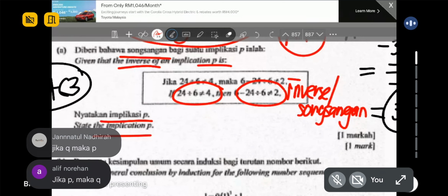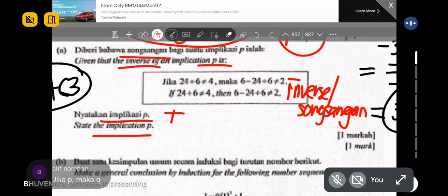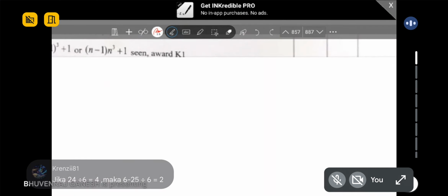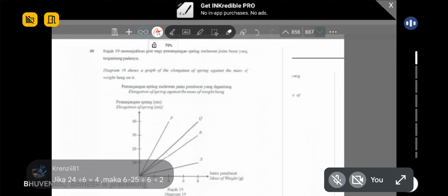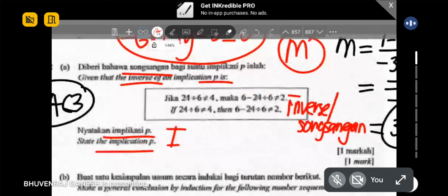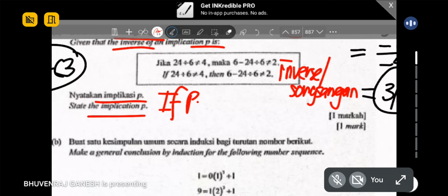Okay, implication is if P then Q. Remember, kalau saya cakap implikasi dia adalah jika P maka Q. Okay, kamu kena ingat yang tu. If P then Q. Okay guys, ini adalah untuk implikasi.